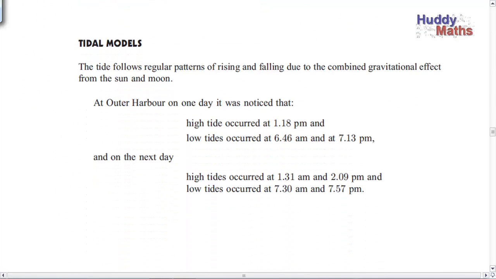Okay, so here's some information. Tide follows regular patterns or periodic of rising and falling due to the combined gravitational effect from the sun and the moon. So at Outer Harbour on one day it was noticed that there was a high tide occurring at 1:18 and low tides at 6:46 and 7:13. 6:46 a.m. 7:13. High tides the next day in the morning, the afternoon, and low tides morning and afternoon.